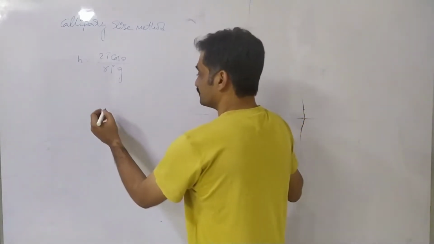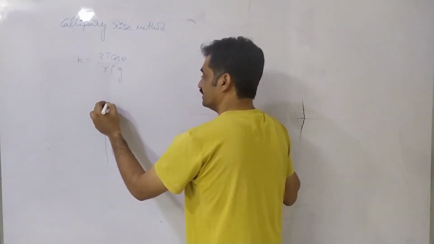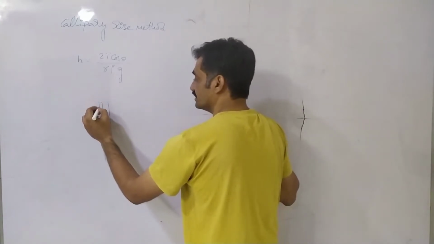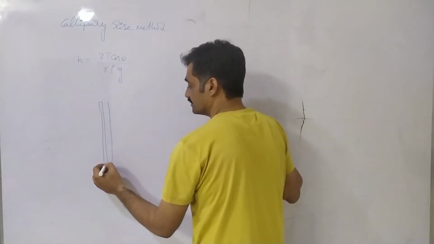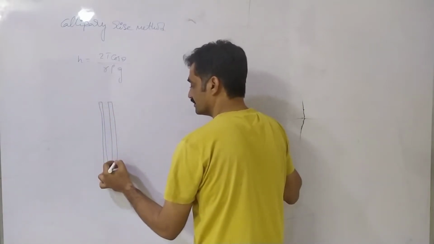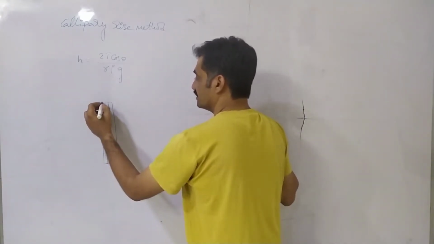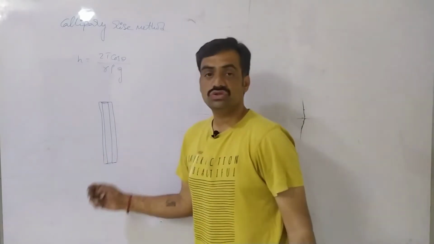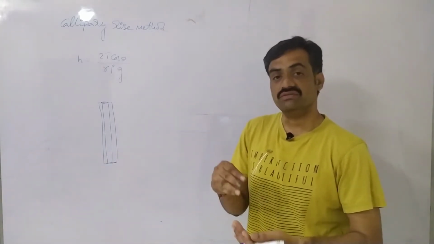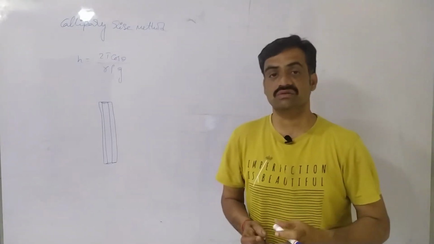Now come to the case. We consider a very thin tube. When this tube is dipped in the liquid, the level of the liquid may rise or fall down, which we had discussed in our previous videos.